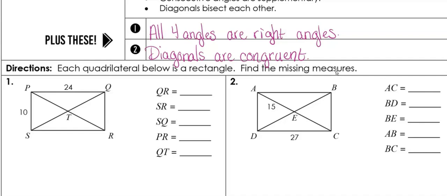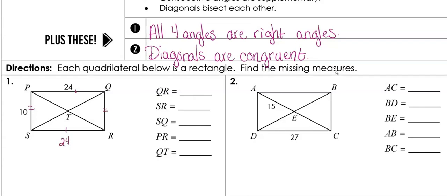All right, so number 1, let's fill out what we know first. According to one of our properties, opposite sides are going to be congruent. So if I know that side PQ is 24, SR is also going to be 24 because they're opposite. And if side PS is 10, side QR is also going to be 10 because they're opposite sides of each other. So let's fill that in: QR equals 10 and SR equals 24.